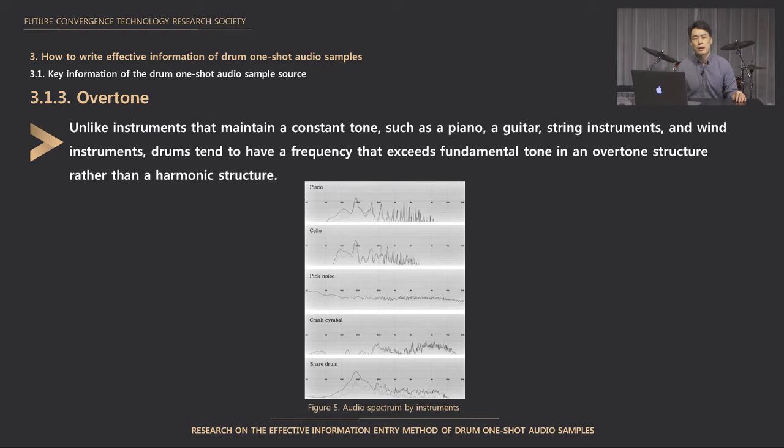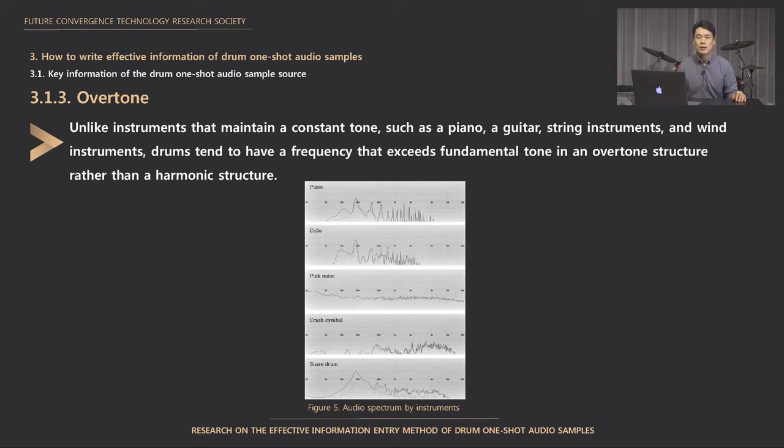Unlike instruments that maintain a constant tone, such as a piano, a guitar, string instruments, and wind instruments, drums tend to have a frequency that exceeds fundamental tone in an overtone structure rather than a harmonic structure. In Figure 5, the first spectrum, the piano, and the second spectrum, the cello, have significantly different frequency characteristics from the third spectrum, pink noise. This is because a specific frequency is amplified from fundamental frequency to harmonics.